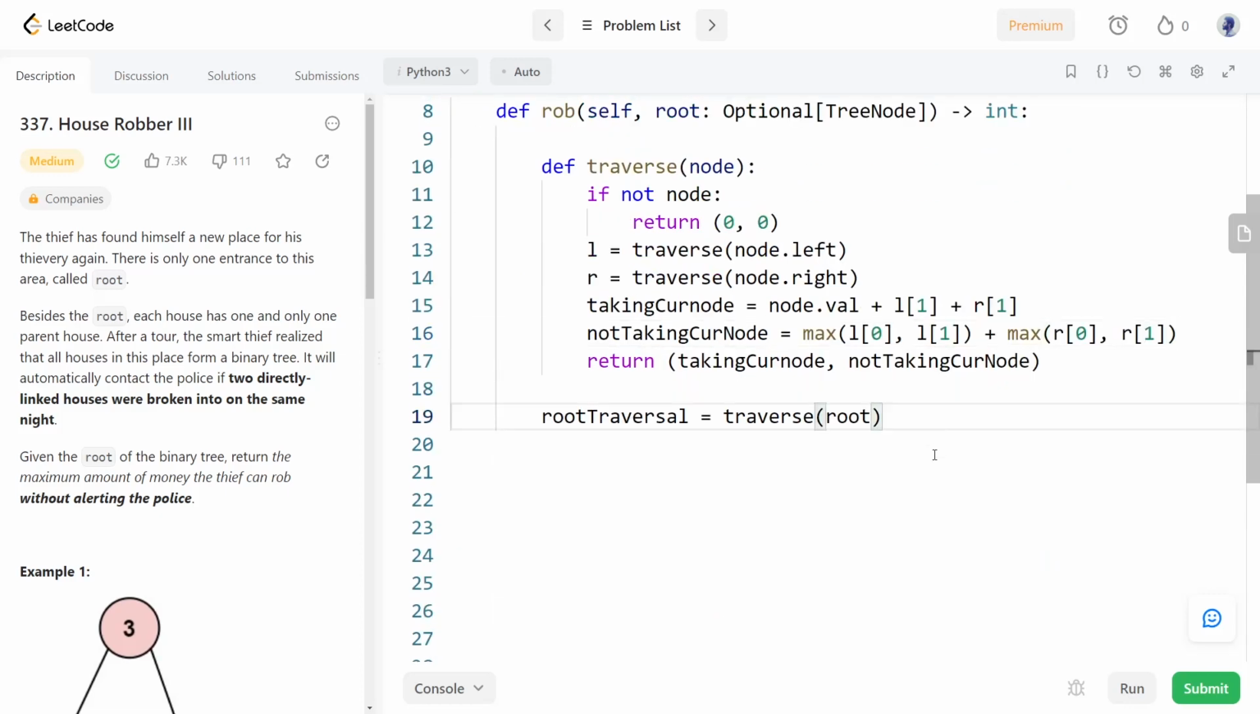At last, once the function ends recursively at the root of the tree, we can return the maximum of the amount we get with or without taking the root node.